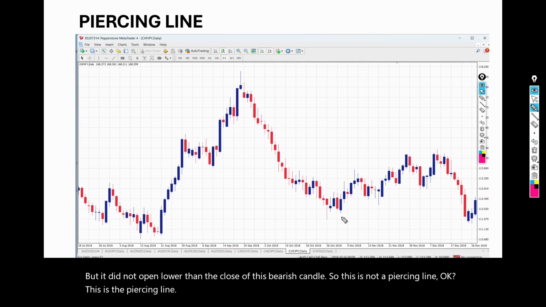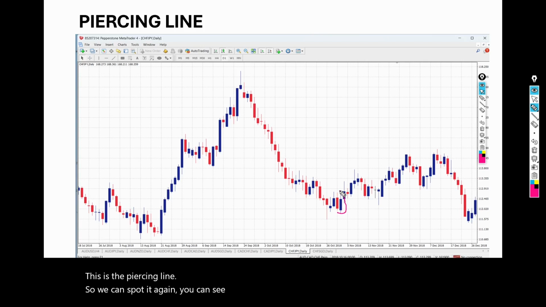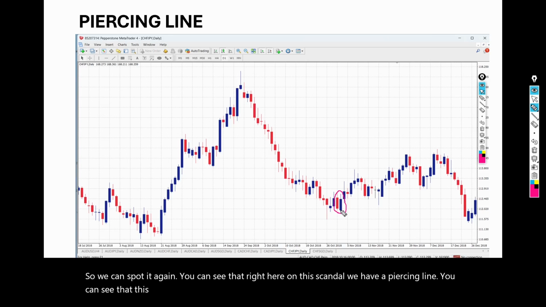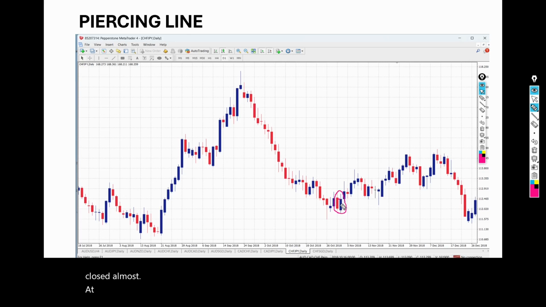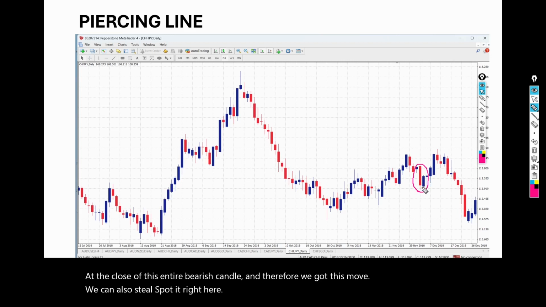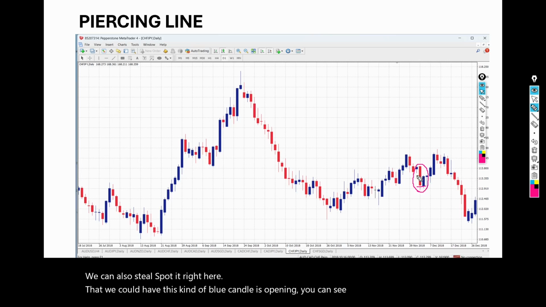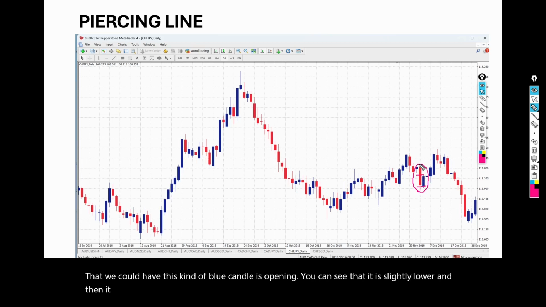So we can spot it again. You can see that right here on this candle, we have a piercing line. You can see that this blue candle, which is a bullish candle, opened slightly lower. Okay, and then it closed almost at the close of this entire bearish candle, and therefore we got this move. Okay, we can also still spot it right here that we have this blue candle opening. You can see that it is slightly lower, and then it closed halfway the body of this bearish candle.